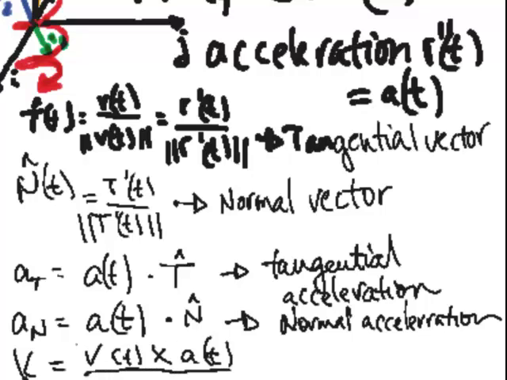Somewhat better. Magnitude of the cross product of these two over the magnitude of the velocity cubed. Alright? That's curvature.